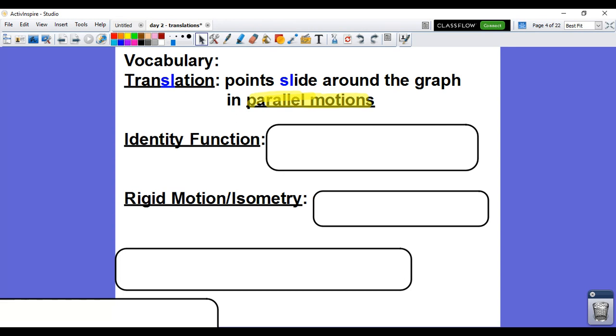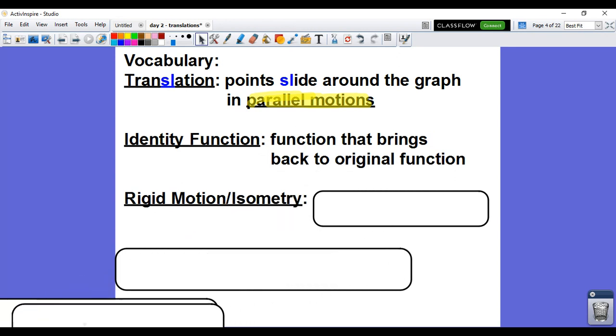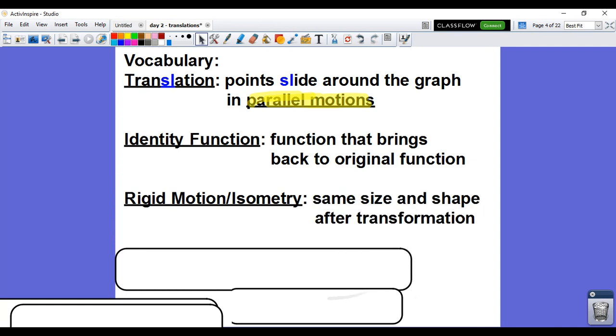Also, we want to know an identity function. An identity function brings us back to the original function. For example, if you have 0 and you add 5, you get 5, but if you subtract 5, it brings us back to where we originally started, which was at 0. Some other vocabulary is rigid motion or an isometry. Basically it means that it's the same size and shape after the transformation.